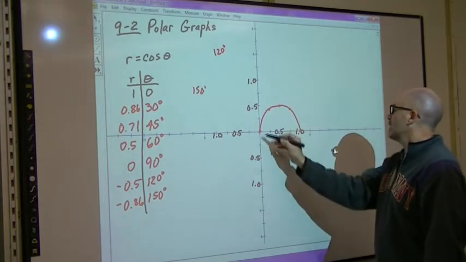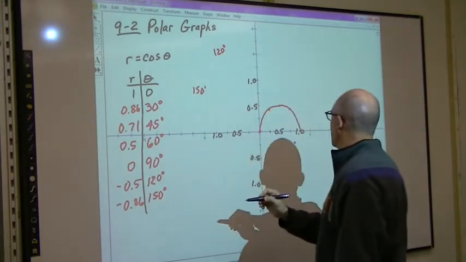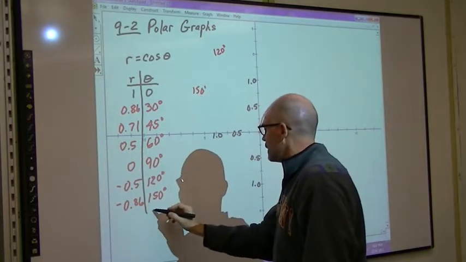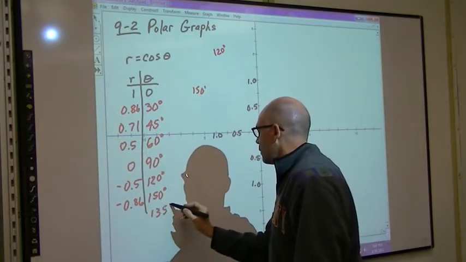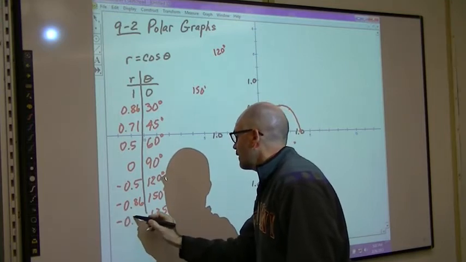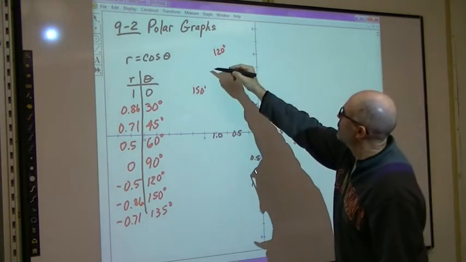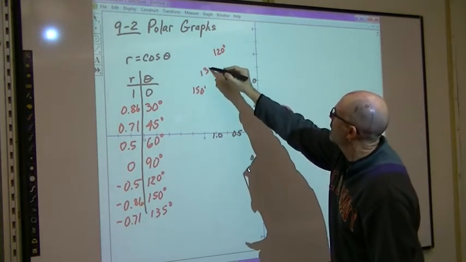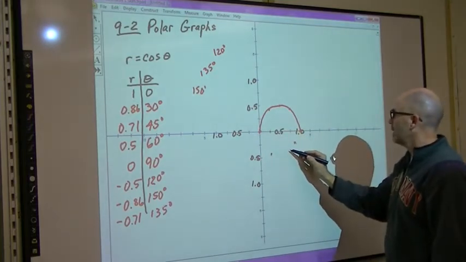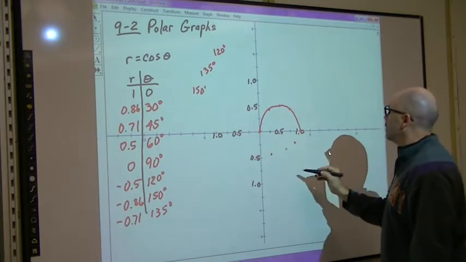Now if I want to get some points in between there, let's do that. Let's get 135. That probably would have been better to get the 135. Cosine of 135 is negative square root of 2 over 2. So we've got negative 0.71. So there's my 135 right here. If I go negative 0.71 this way, then I'm going 0.5, there's 0.75. So you can see what's going to happen here.